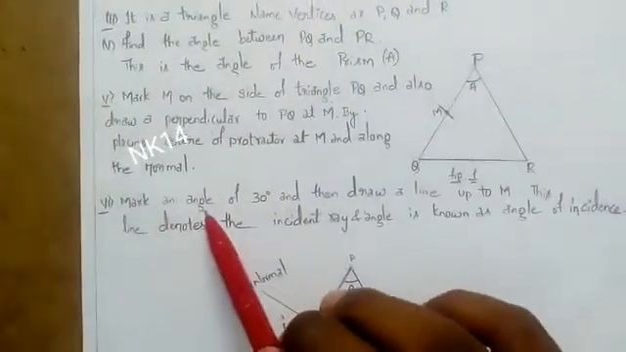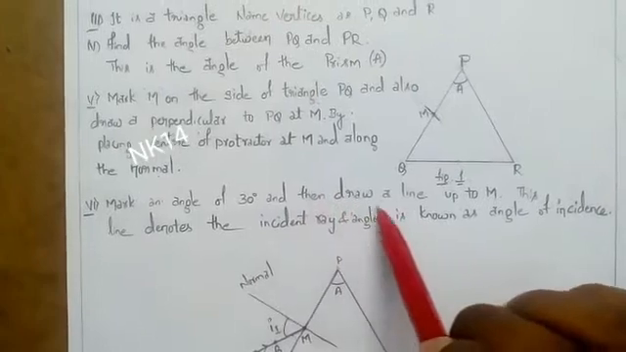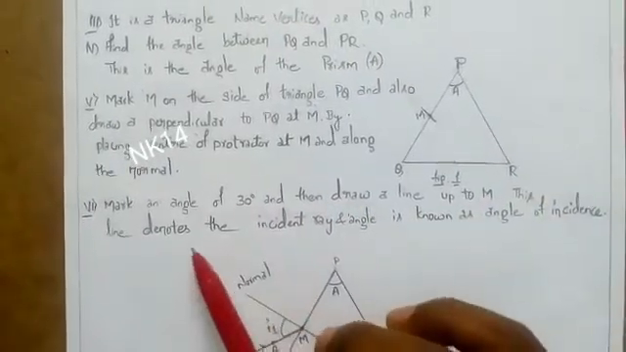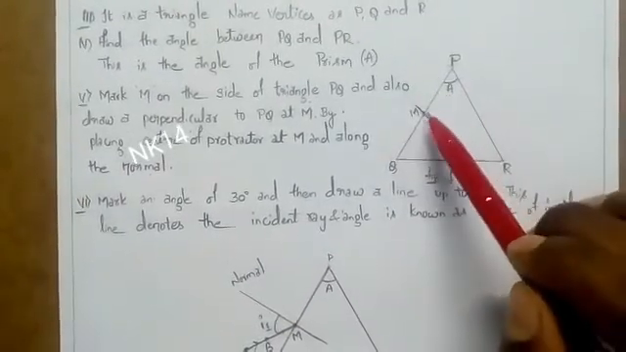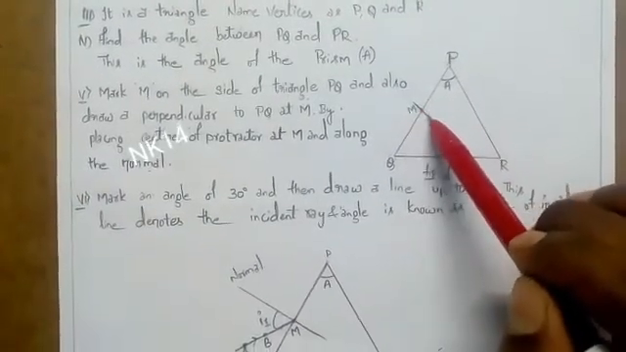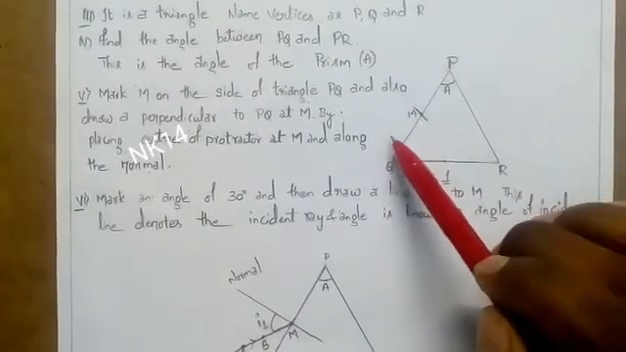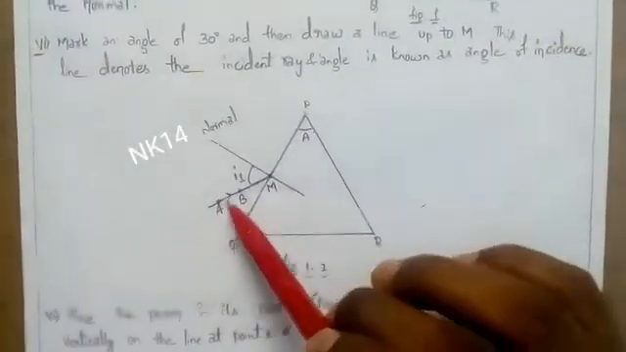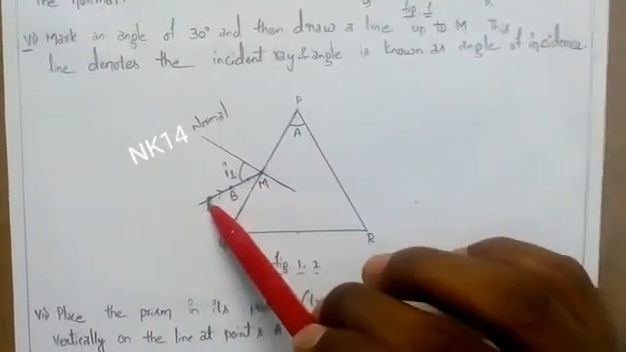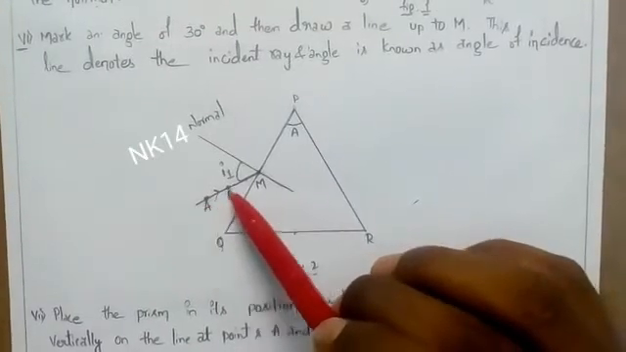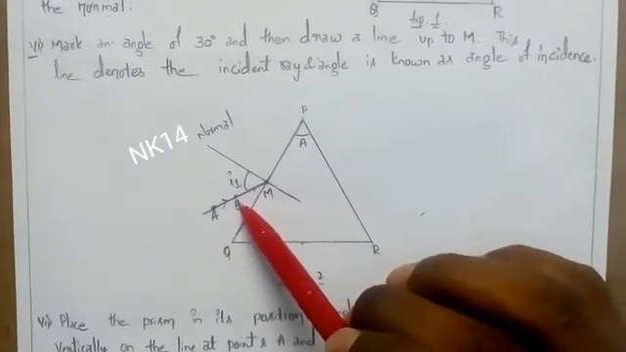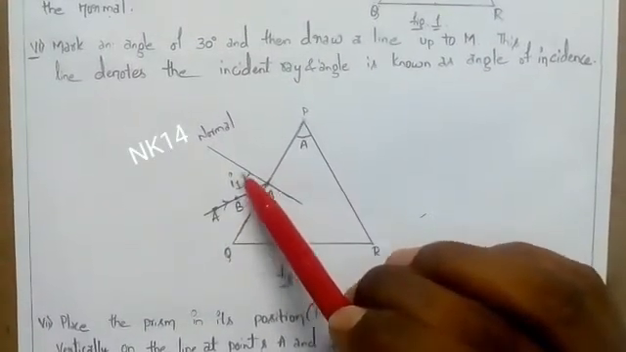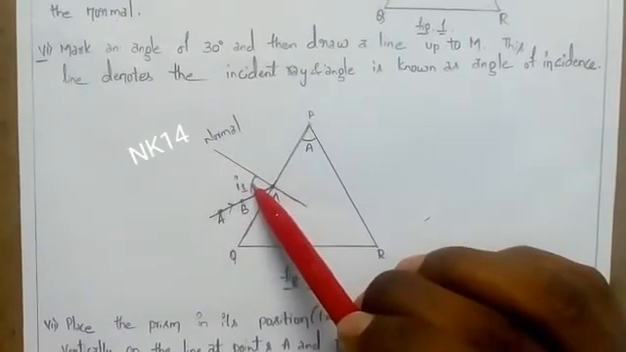Next, mark an angle of 30 degrees and then draw a line up to M. This line denotes the incident ray and the angle is known as the angle of incidence. After drawing the perpendicular line at M, we will get the normal. After placing the normal, draw one more line with a 30 degrees angle. See in my diagram, the 30 degrees line should start at one end and end at the point M, and this line is taken as the incident ray. The angle between the incident ray and the normal is taken as the angle of incidence.